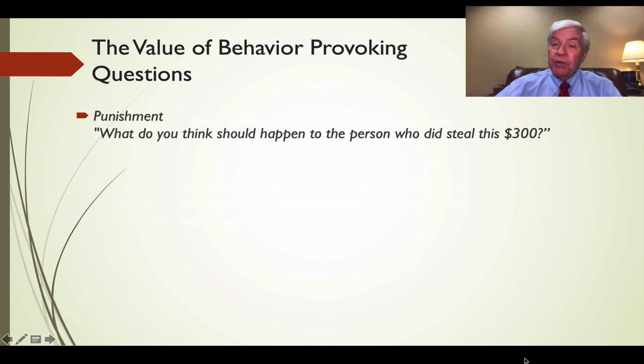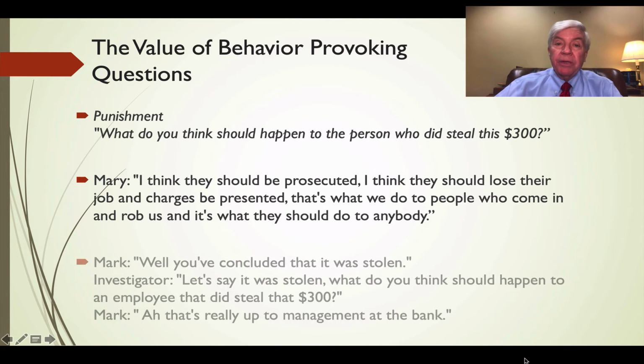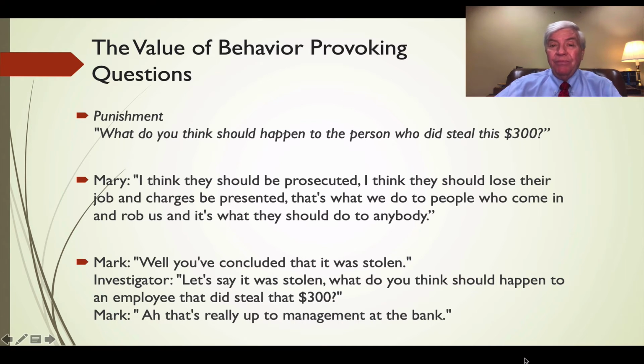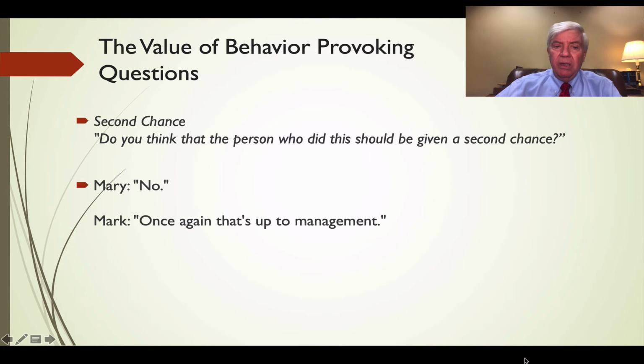Punishment. What do you think should happen to the person who stole the missing $300? Mary. I think they should be prosecuted. I think they should lose their job and charges be presented. That's what we do to people who come in and rob us. It's what they should do to anybody. Mark. Well, you've concluded that it was stolen. The investigator. Well, let's say it was stolen. What do you think should happen to an employee who would steal $300 from their job? Well, that's really up to management at the bank. Second chance. Do you think that the person who did this should be given a second chance? Mary. No. Mark. Once again, I think that's up to management.